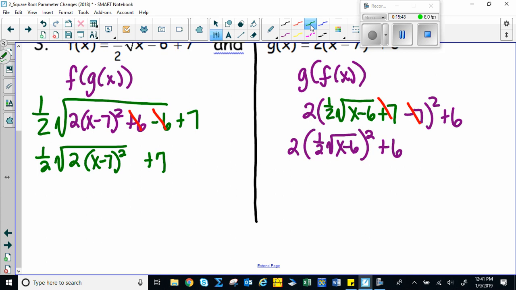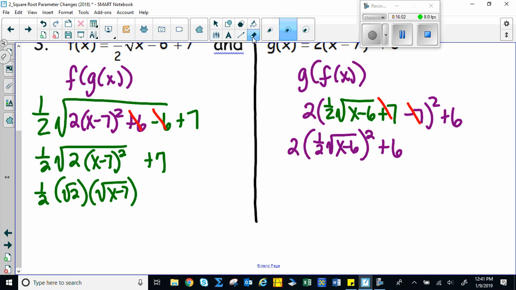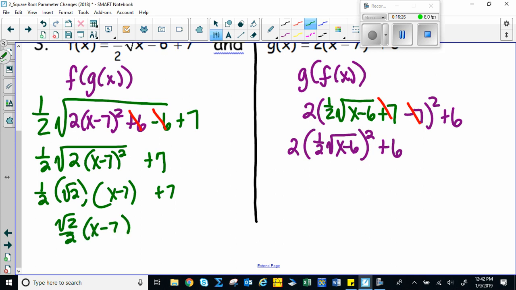So because these guys are multiplied, I'm saying this is the square root of 2 and the square root of x minus 7. No, actually, I got rid of the square root. Sorry. When I square it, yeah, so this would be the next step. So the square root of 2, I'm going to leave alone. And when I take the square root of the x minus 7 squared, I get the x minus 7. So here now I have radical 2 over 2 times x minus 7 plus 7.